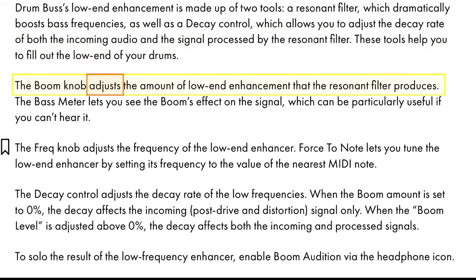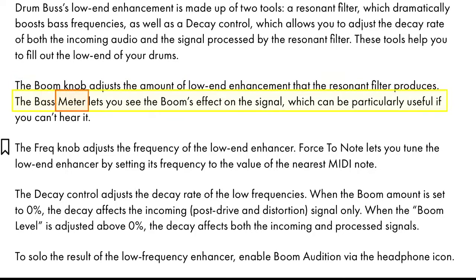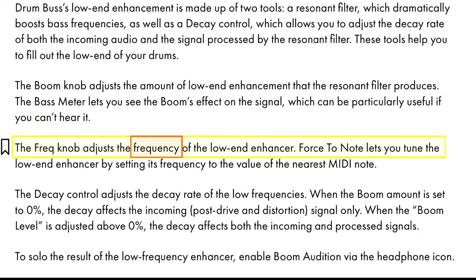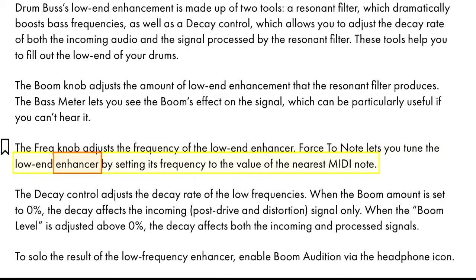The boom knob adjusts the amount of low-end enhancement that the resonant filter produces. The bass meter lets you see the boom's effect on the signal, which can be particularly useful if you can't hear it. The freq knob adjusts the frequency of the low-end enhancer. Forced note lets you tune the low-end enhancer by setting its frequency to the value of the nearest MIDI note.